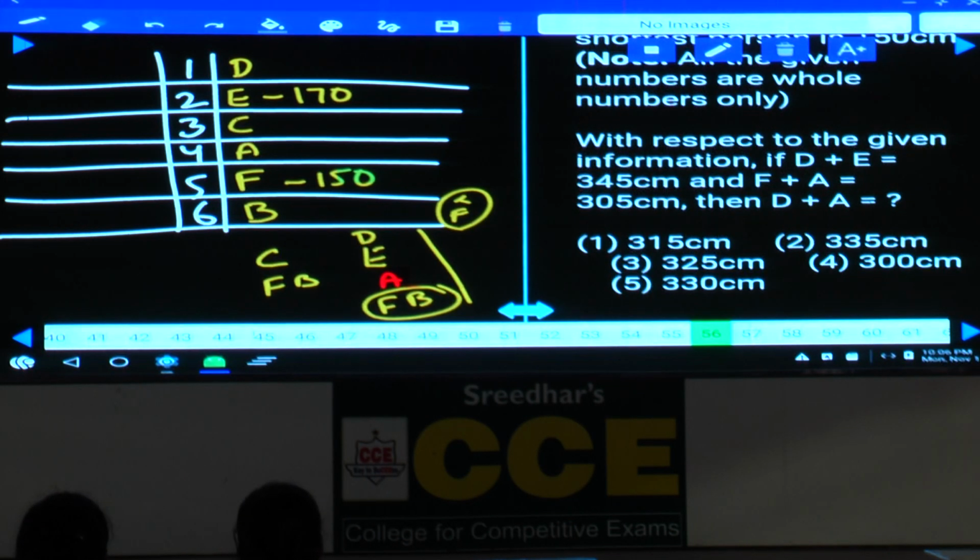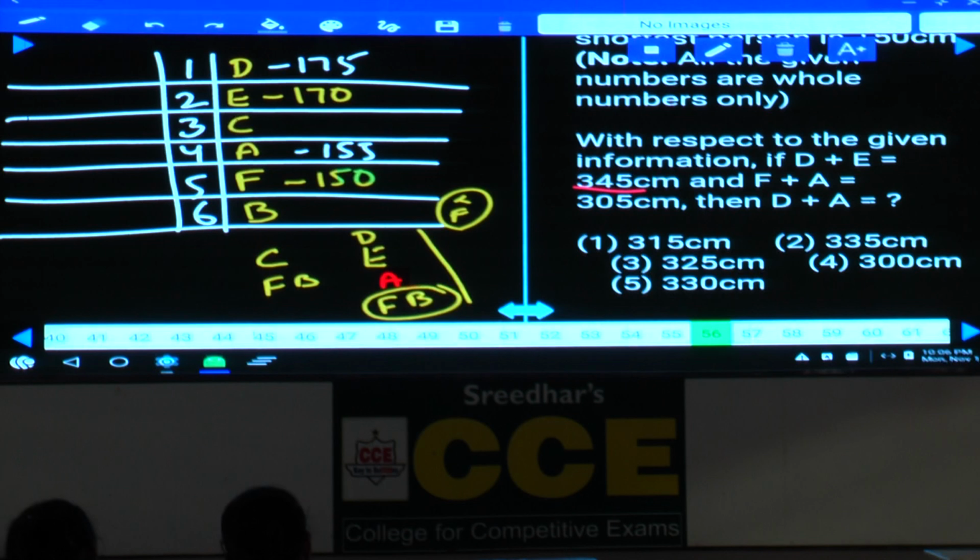With respect to the given information, D plus E is 345. E is 170, and D plus E is 345, so D must be 175. Then only the sum of these two will be 345. Then F plus A equals 305. F is 150, so A must be 155.